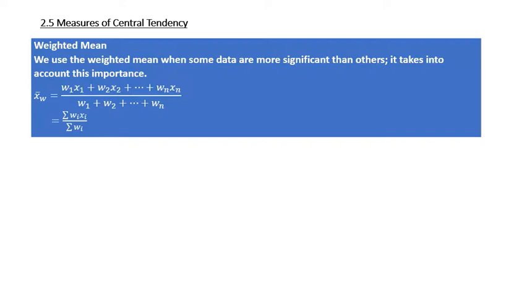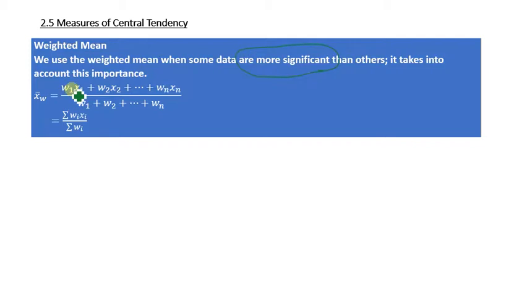When we talk about the weighted mean, we talk about when some data are more significant than others, and it takes into account this importance. What we do with the weighted mean is very similar to the mean, where we add up all the numbers and then divide by the total number of values.